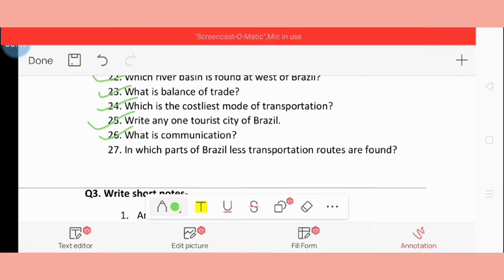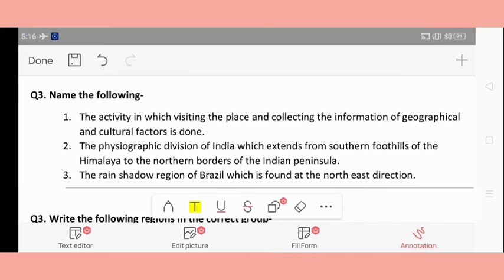Now 27th number question. In which part of Brazil are fewer transportation routes found? So in the western and internal part of Brazil, fewer transportation routes are found.